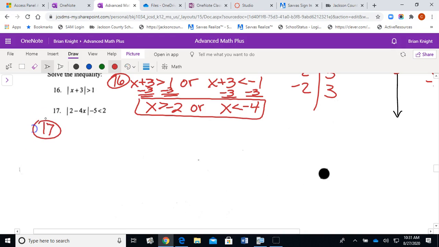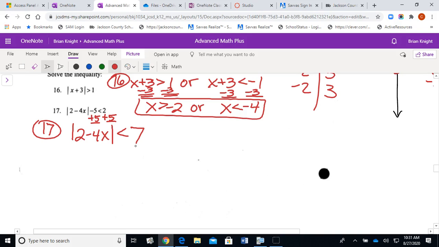17 is just a little different. 16, they gave it to us ready to rock and roll. 17, though, they put this -5 with your absolute value, and you don't need to write your 2 equations until you get your absolute value by itself. Okay? So the first thing we're going to do is add 5. And that'll be 2 minus 4x is less than 7. Now we make our 2 equations. Do not write 17 and put less than 2 and then put greater than -2. It won't work out. You got to get your absolute value by itself first. Everybody understand that?